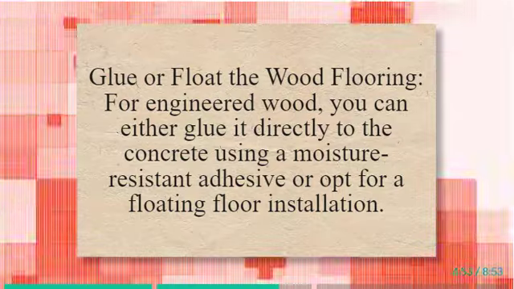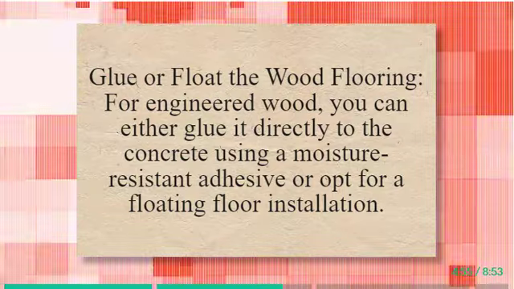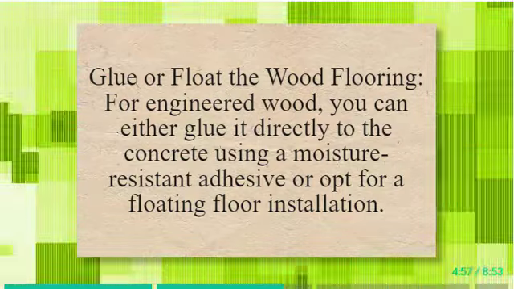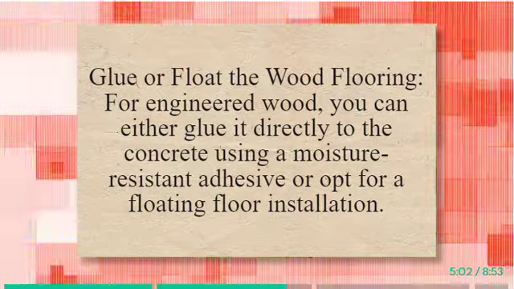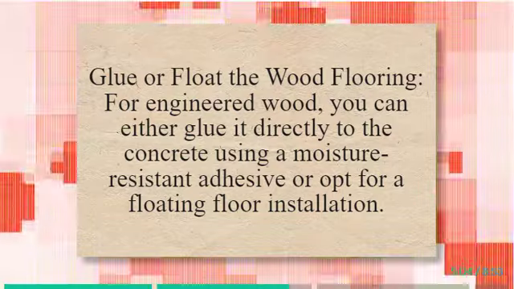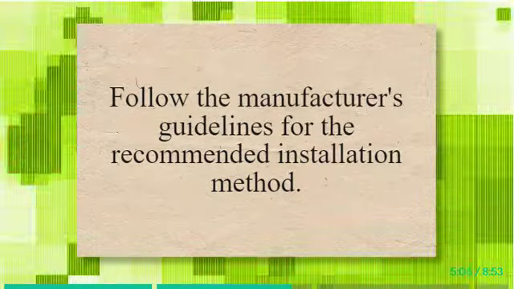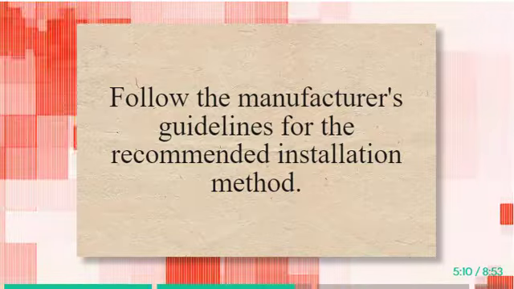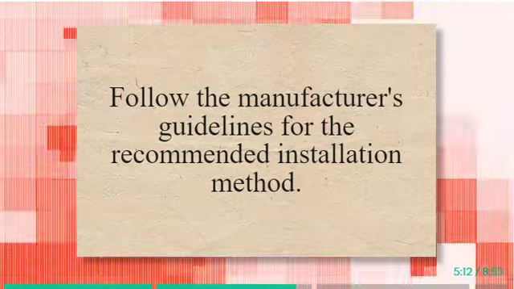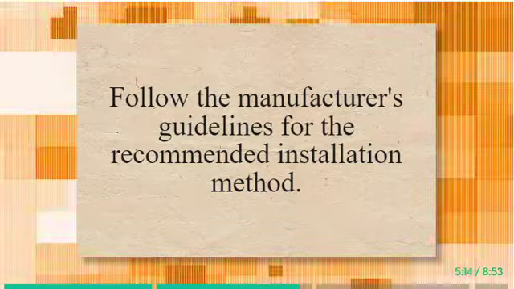5. Glue or float the wood flooring. For engineered wood, you can either glue it directly to the concrete using a moisture-resistant adhesive or opt for a floating floor installation. Floating floors require an underlayment to provide cushioning and reduce noise. Follow the manufacturer's guidelines for the recommended installation method.